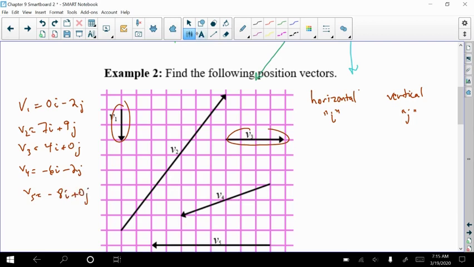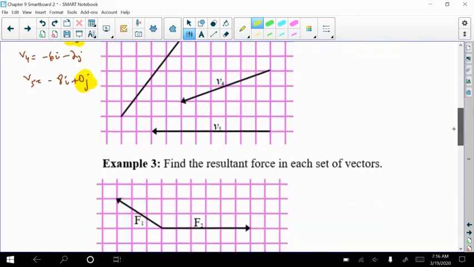Now, do you have to put in the zeros? Not at all. If you don't want to put the 0j here, or the 0i there, or the 0j there, that's fine too. It's just under the assumption that if it's not there, it'd be 0 in that value.